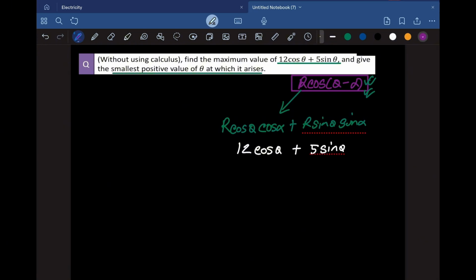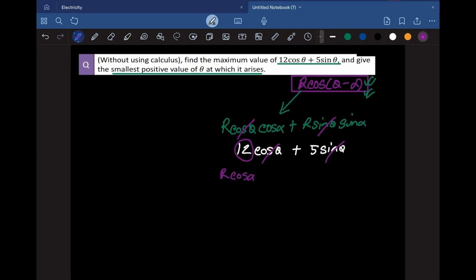Now if we compare them, we know there is a cos theta right here, there is a cos theta right here, there is a sin theta right here, there is a sin theta right here. The expression is r cos alpha, and here is 12. So we can write r cos alpha is equal to 12, and here we can write r sin alpha is equal to 5. So we have got two new expressions.